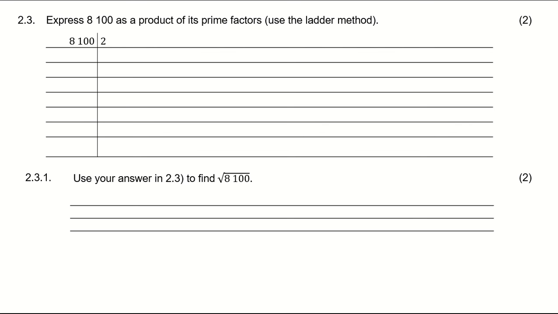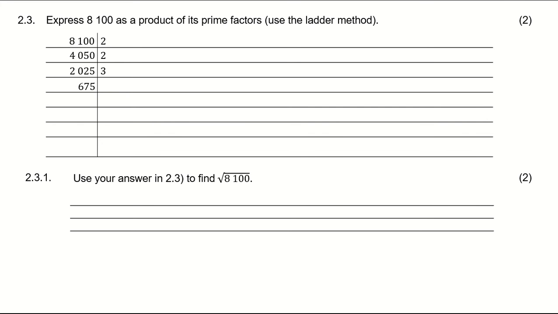8,100 divided by 2 will give you 4,050. 4,050 divided by the lowest prime number, which is 2, will give you 2,025. 2,025, you will divide by the lowest prime number. Now, can 2 go into 2,025? No. Let's look at the next higher number than 2, which is 3. Can 3 go into 2,025? The answer is yes, and it'll give you 675.